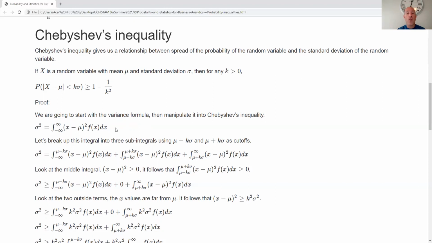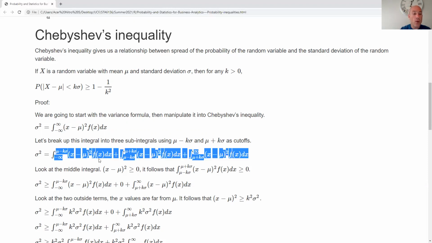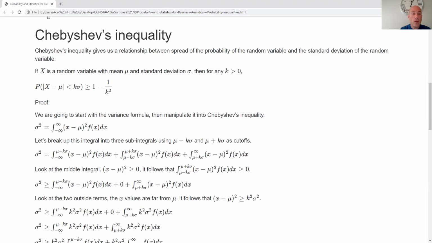Well, what are our cutoffs? Our cutoffs are going to be mu minus K times sigma and mu plus K times sigma. The first part is going to be everything to the left of mu minus K sigma. The third part is going to be everything to the right of mu plus K sigma. And then the middle part is what's in between those cutoffs. All right, so here is our far left part. Here is our middle. And here is the part to the far right.